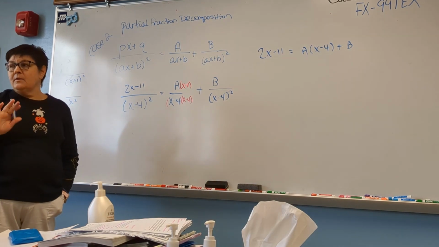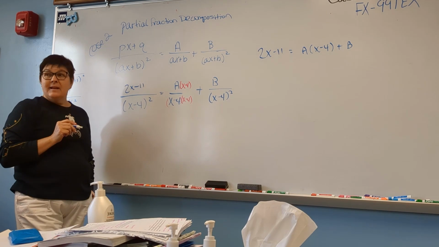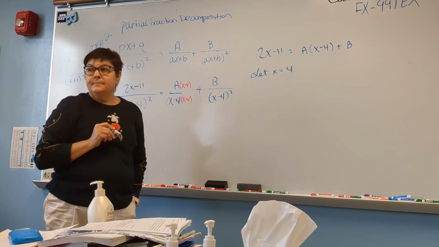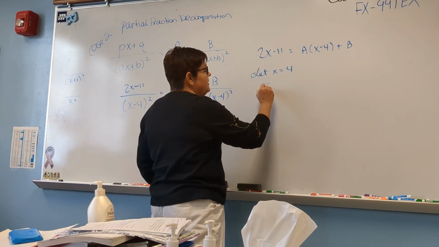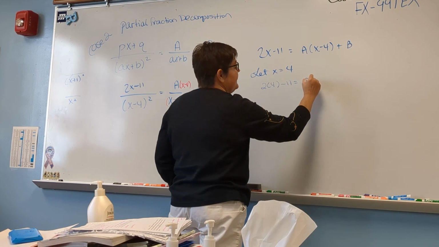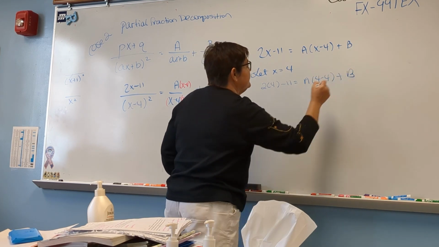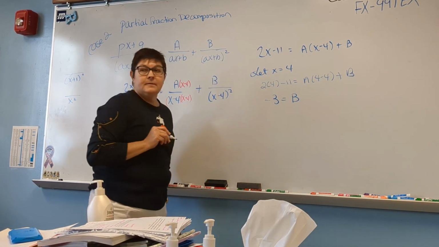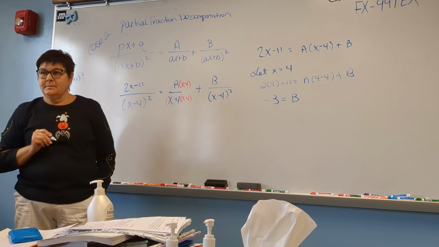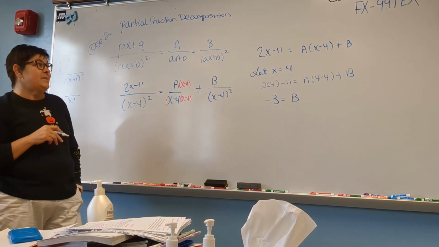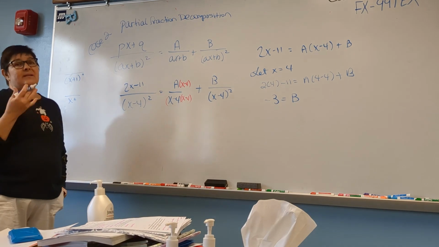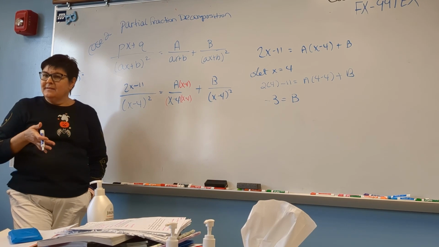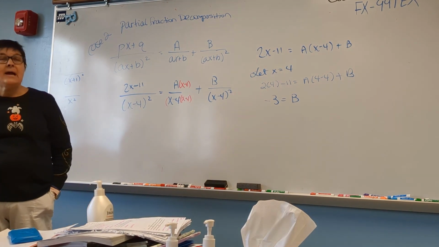Am I doing okay? I'm not going too fast, right? Okay, what do we let x be for the first guy? 4. Sweet. So let x be 4, so 2 times 4 minus 11 is equal to A times 4 minus 4 plus B. So negative 3 equals B. Are we cool? We've now solved for B, but I need to solve for A. And I've exhausted what I can plug in to zero it out. There are no more opportunities for the zero out to happen.